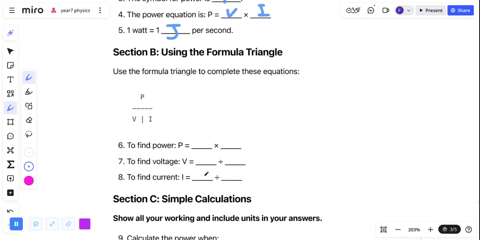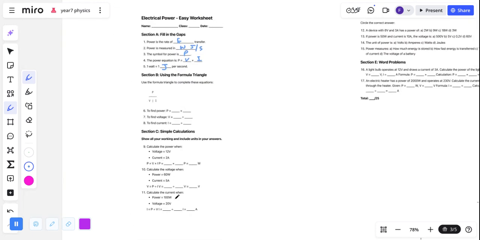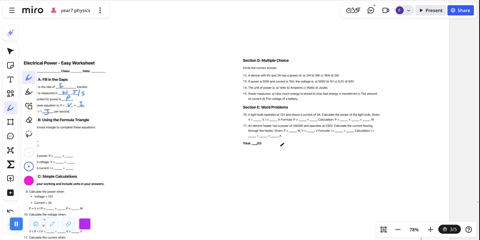And then you've got to find the equations by covering the appropriate one. And then you've got some calculations. Okay? You've got some multiple choice ones.